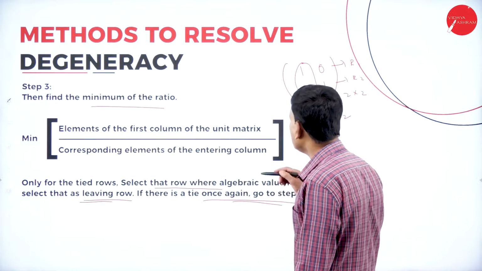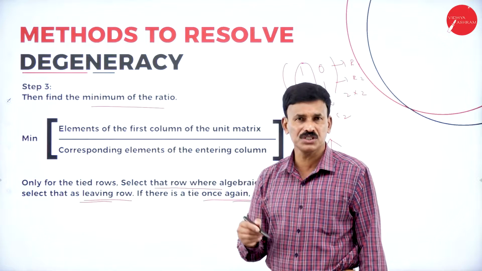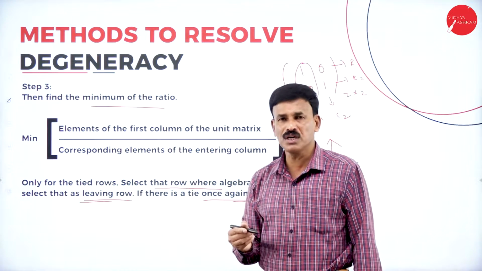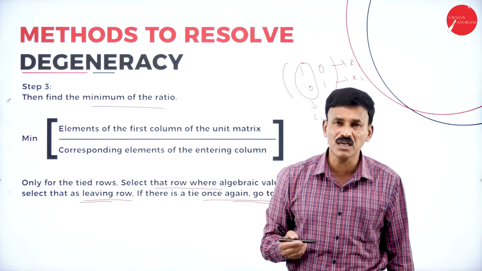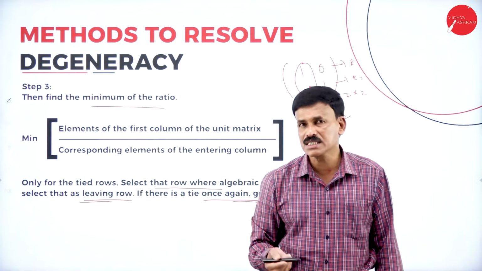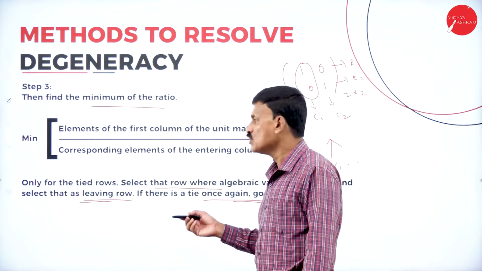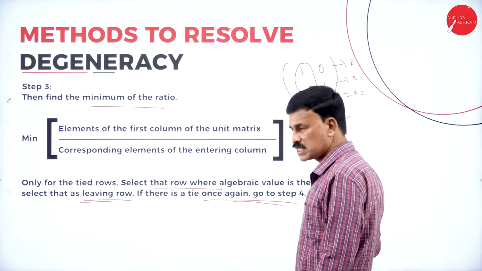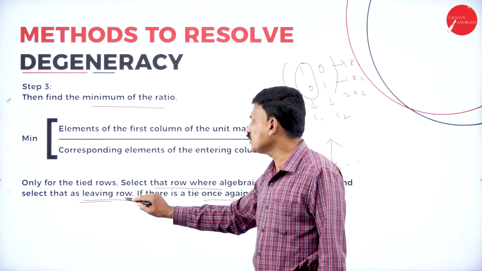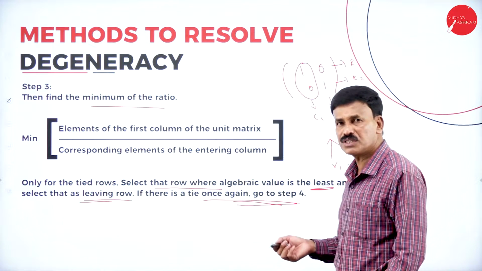Now find whether, once again, there is a tie, if we get the same values in the ratio column, more than 2 values or even 3 values the same, hence there is a tie. Again the tie is removed using the next step. Only for the tied rows, select the row where the algebraic value is least and select that as the leaving row. In case there is a tie once again, we have to go for the next step.